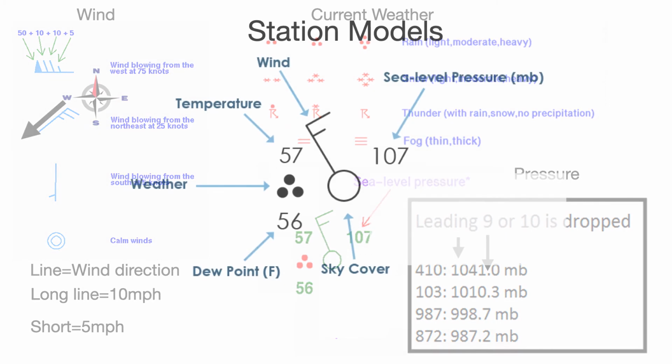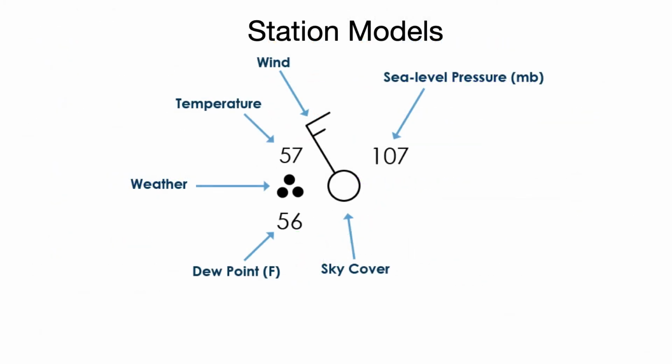So looking at an actual station model, you'll notice that it's going to be set up the same way every single time. So as soon as you get the hang of decoding a station model, you have pretty much mastered doing this skill. As long as you can remember what each piece of symbol means and where the numbers go, you can do this really easily. So let's break this down.